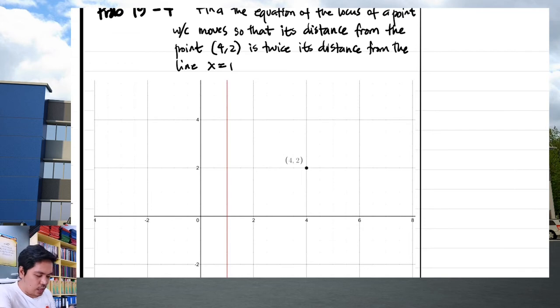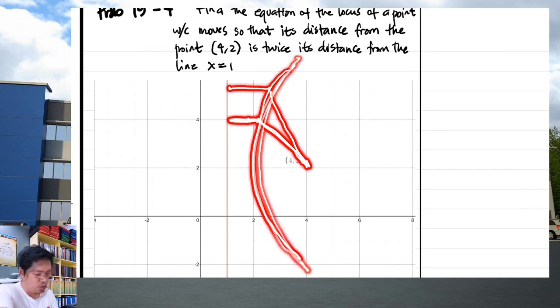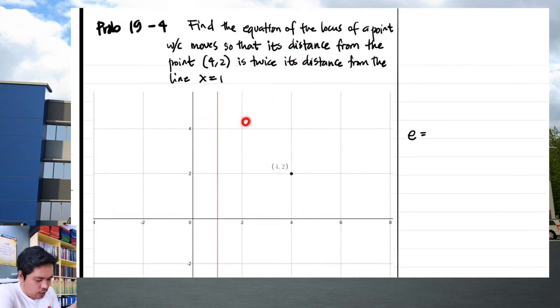So, the locus, for example, this point. So, this distance is twice of this distance. If we have this point, this distance is twice of this distance. If we have this point, this distance is twice of this distance. So, if we trace that, we have this curve. Right? This distance of this point to a fixed point 4, 2 is double its distance to this line x equals 1.